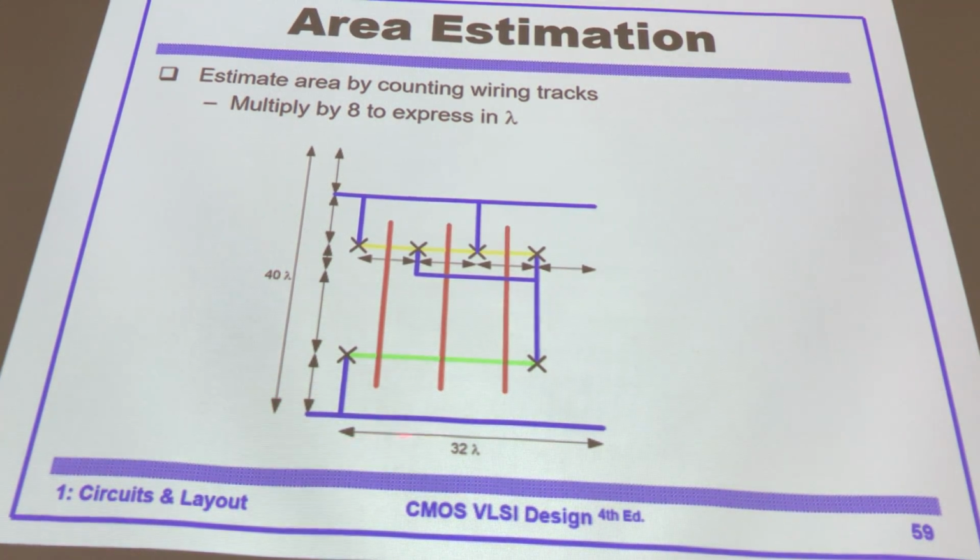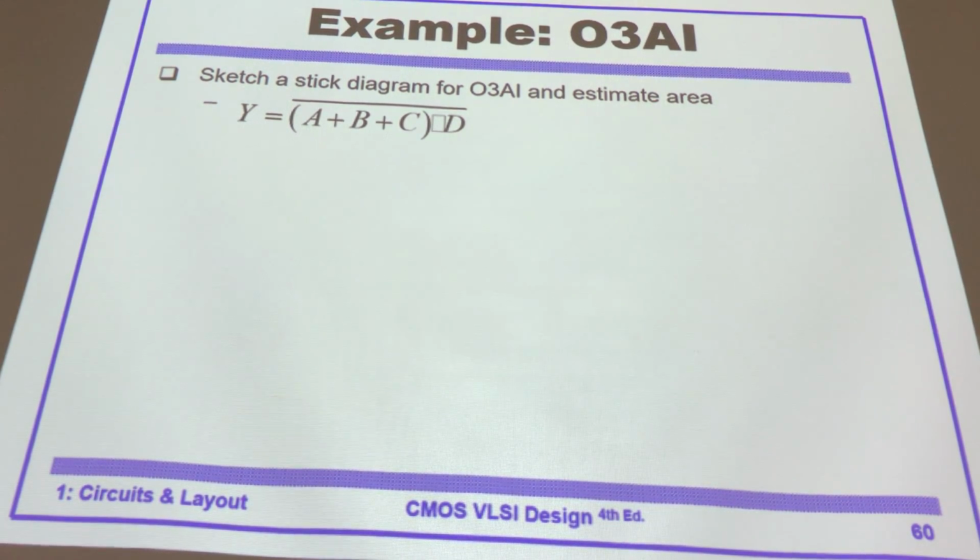40 lambda, height 32 lambda. Okay, example: how to design this circuit. The Boolean function is y equals a or b or c, and d, and bar. So how do you design the circuit? You might want to start from the circuit figure first, and then the stick diagram. And then probably you don't have to worry about the real layout. You should be able to tell what the real layout should look like.